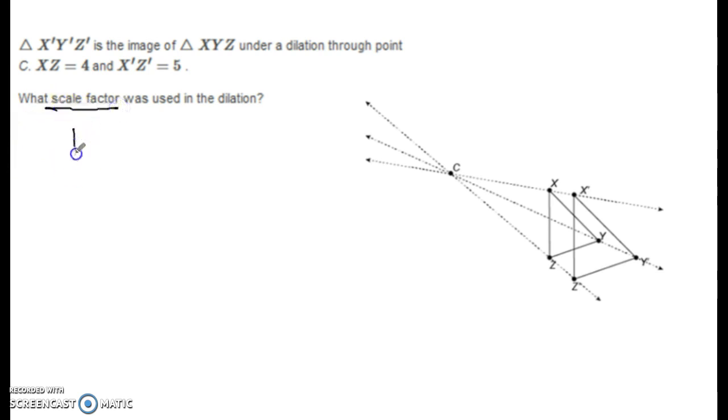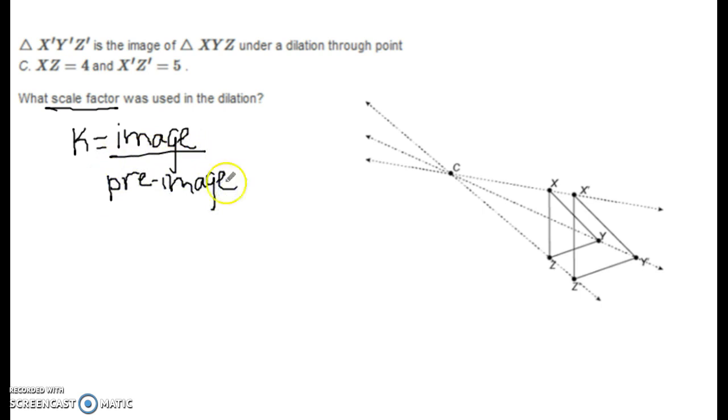For scale factor, which we said we call the letter K, you have this formula that says the image over the pre-image. And that's really all you have to do. You have to take your image value, which in this case is 5, and you want to put it over your pre-image value, which in this case is 4. Sometimes it'll leave the scale factor as a fraction, 5/4. Sometimes it'll want it as a decimal. You have to be able to be comfortable going from one to the other. So this scale factor is either 5/4 or 1.25.